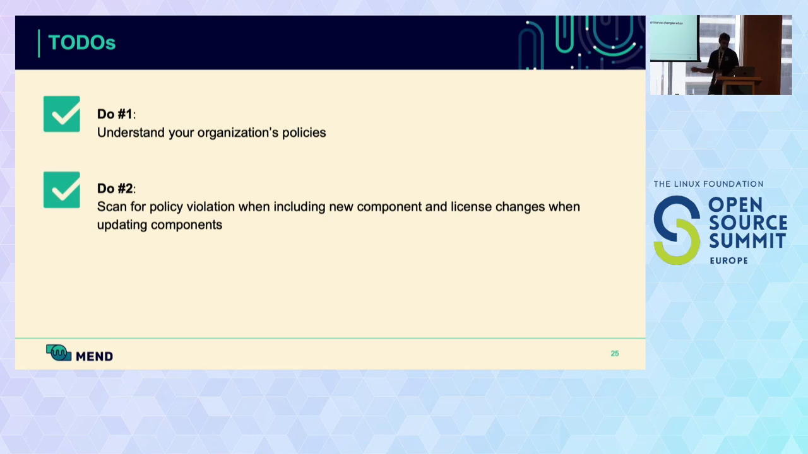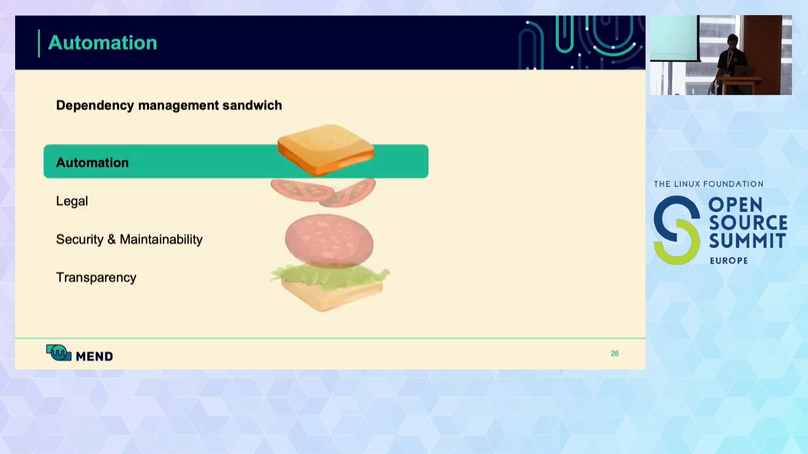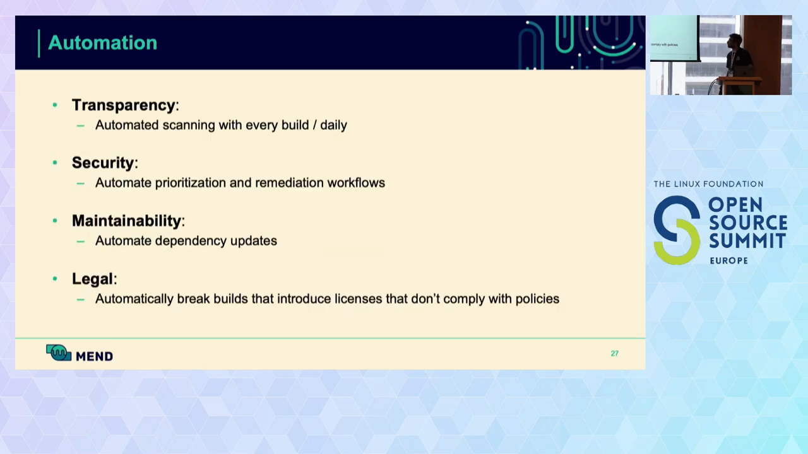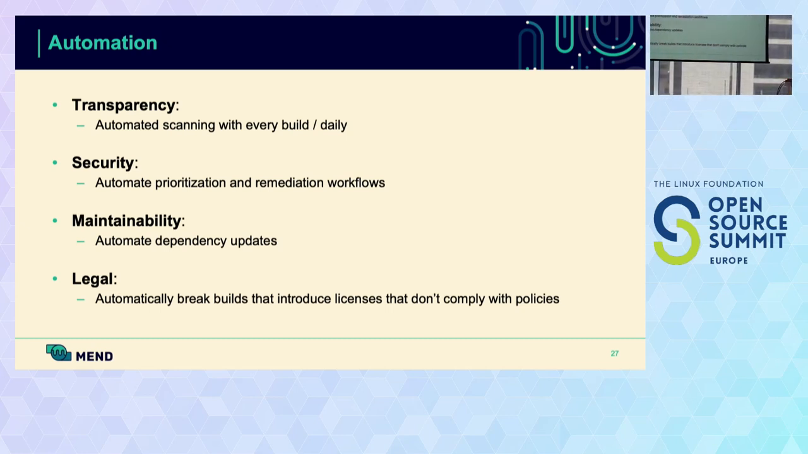And, yeah. Rhys, final layer. Thanks. So the final one is automation. I can skip it to the slide. Essentially, what we're looking to do is to automate all of these that we've spoken about. So in terms of transparency, that was knowing what you have. So automated scanning with every build every day. That's essentially the key requirement there.